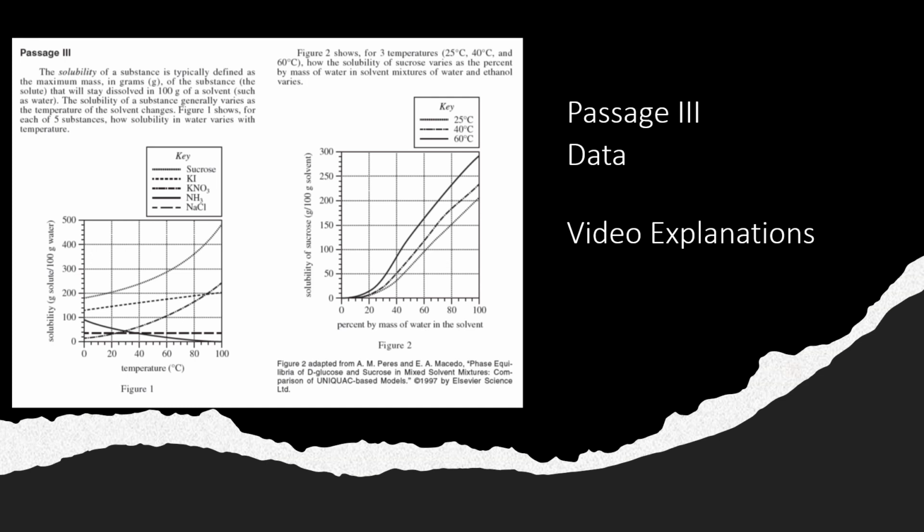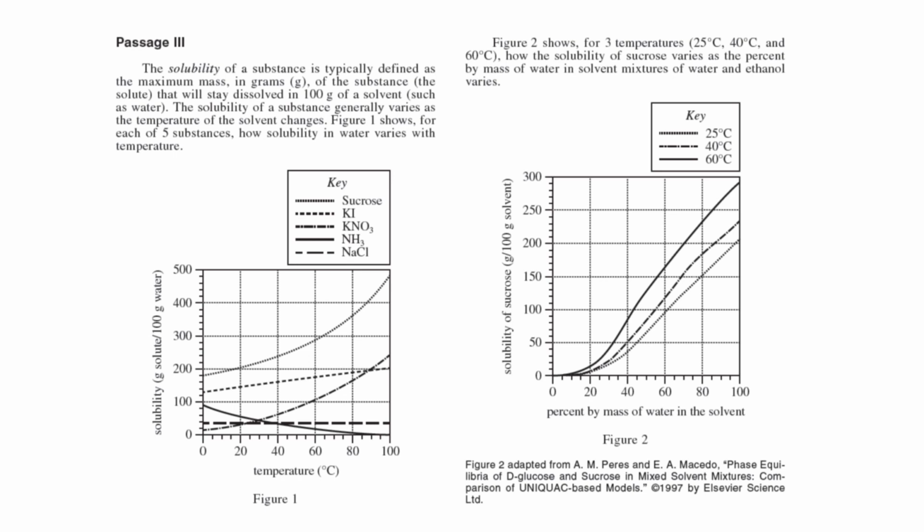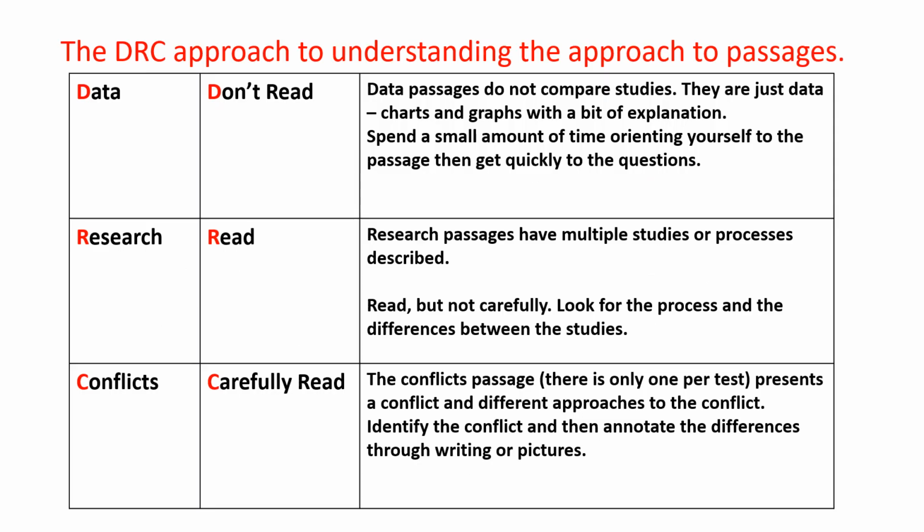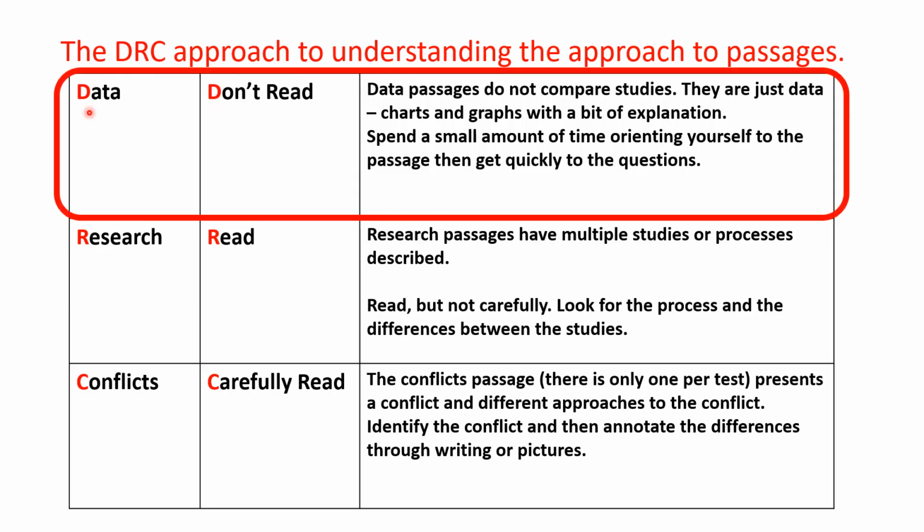This is passage 3. It's a data passage. We know it's data because all we see are two figures, not experiment 1, experiment 2, study 1, study 2, no students or scientists. So it's a data passage. For our DRC approach, D means data and don't read. We're just going to quickly look at the charts and graphs to better understand what we're looking at.